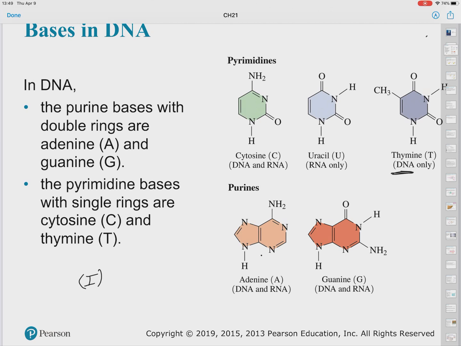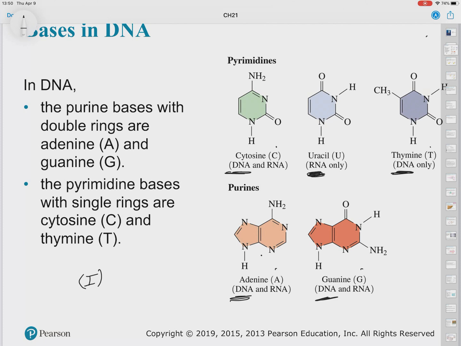There are 4 that are found only in DNA. That's thymine, cytosine, adenine, and guanine. And I shouldn't say they're only found in DNA, because obviously some of them are found in RNA. What I mean is, in DNA, we only see these 4: C, T, A, and G. The 2 pyrimidines are cytosine and thymine, and the 2 purines are adenine and guanine. And that's always true. We see 2 of each. And so in DNA, that's what we see.